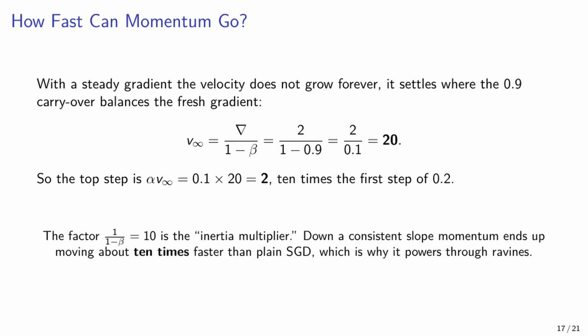The factor 1 over 1 minus beta, which is 10 here, is the inertia multiplier. Down a consistent slope, momentum ends up moving about 10 times faster than plain SGD. That is exactly why it powers through the long, narrow ravines that stall the plain method.